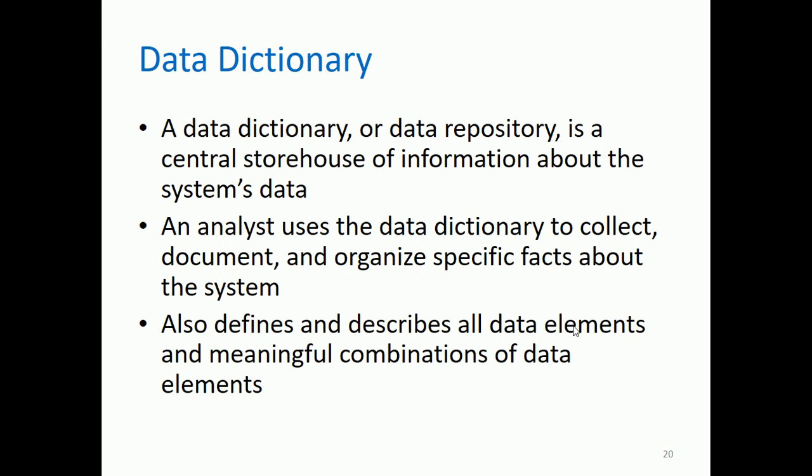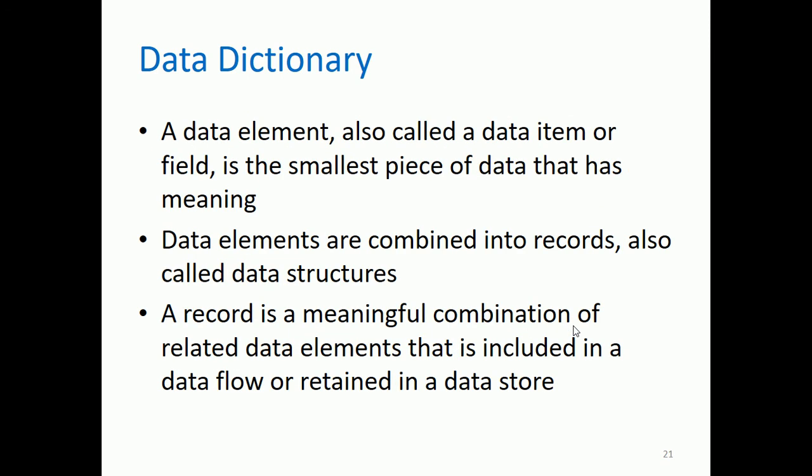Okay, let's go with the data dictionary. A data dictionary, or data repository, is a central storehouse of information about the system's data. An analyst uses the data dictionary to collect, document, and organize specific facts about the system. It also defines and describes all data elements and meaningful combinations of data elements. A data element, also called a data item or field, is the smallest piece of data that has meaning. Data elements are combined into records, also called data structures. A record is a meaningful combination of related data elements that is included in a data flow or retained in a data store.